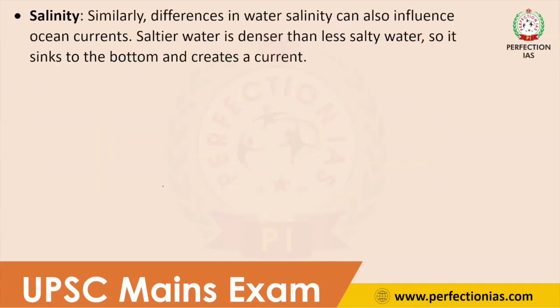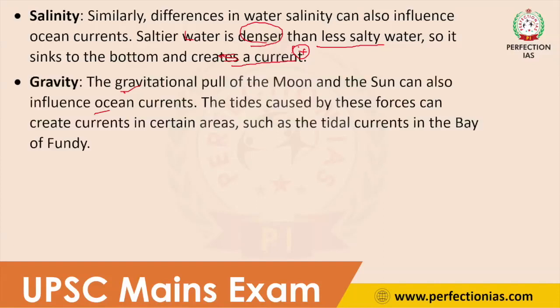Next is salinity. Like temperature, the salinity difference between two water bodies will also influence ocean currents. How? Saltier water is very dense when compared to less salty water. So the saltier water will sink to the bottom and create an ocean current. So the salinity difference will also influence ocean currents.